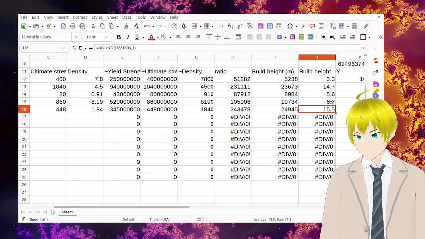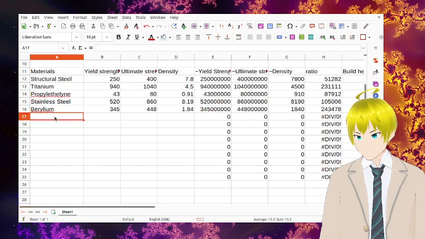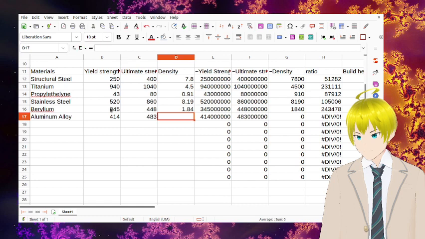Okay, what should we do next? Aluminum alloy, 414, 483. Aluminum alloy, aluminium, as the British say. $414. I mean, 415 is pretty much the same, but let's get it right. You know, we're good engineers here. We gotta get it right. Not really. And then this will be 2.8.